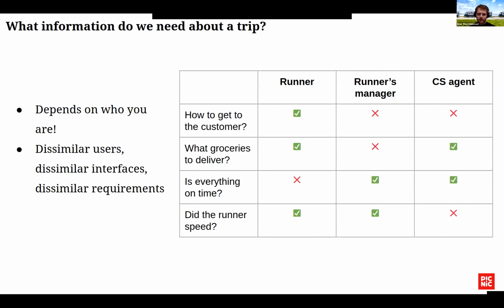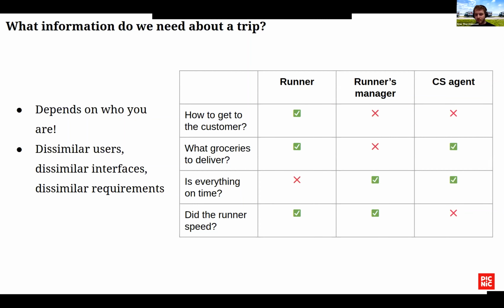So just to pull one, if we take the runner, they need to know a route and information on how to get to a customer. But someone else who is maybe interested in this same trip as a concept, the manager of said runner, they don't really need to know about all of that. But they do need to know whether the trip is actually on time, whether there is something they need to take action on.